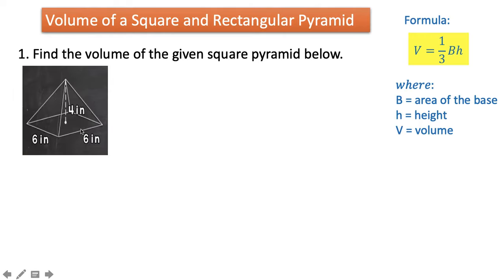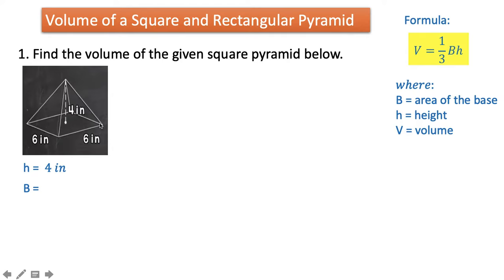So here's the illustration. First we're going to lay out our given. Our height here is 4 inches. That is from the base to the apex of our pyramid. Our base here, remember that our base is the area. This B right here is the area of the base.